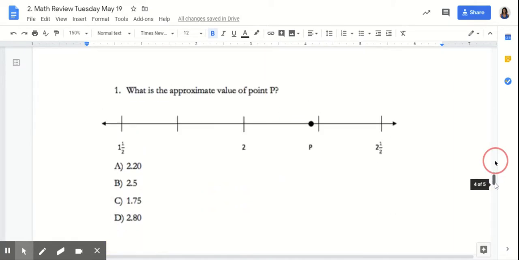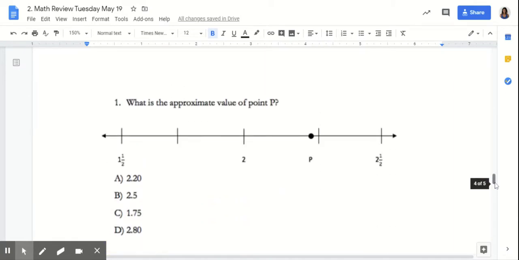Okay, so this one again, we're thinking about number sense. So what is the appropriate value of point P? First, before I even get into looking at the answer, what do we notice about this number line? Correct. We notice that all of the hash marks aren't labeled. And then what do we notice about the answer choices? Right. The answer choices are in decimal form while the number line is in fractions in mixed number form.